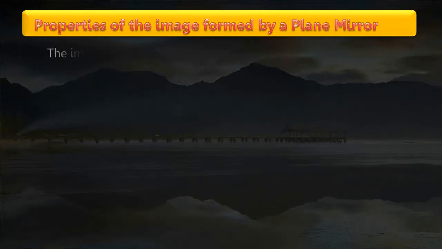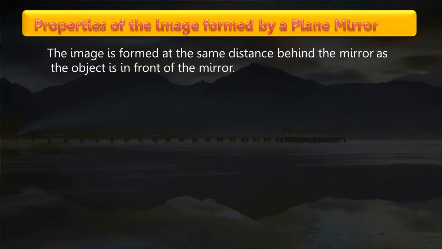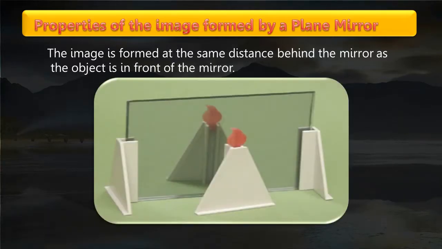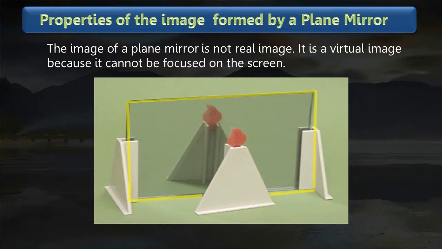Properties of the image formed by a plane mirror. The image is formed at the same distance behind the mirror as the object is in front of the mirror. The image of a plane mirror is not a real image. It is a virtual image because it cannot be focused on the screen.